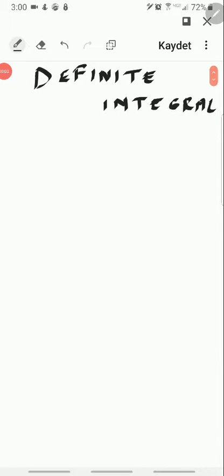Hi everyone, in this video we are going to solve some exercises from definite integral. Let us remember what a definite integral is. So far we have dealt with indefinite integrals, which include c, where c can be any constant number. We can find a numerical value for an integral if we are given the upper and lower limits.